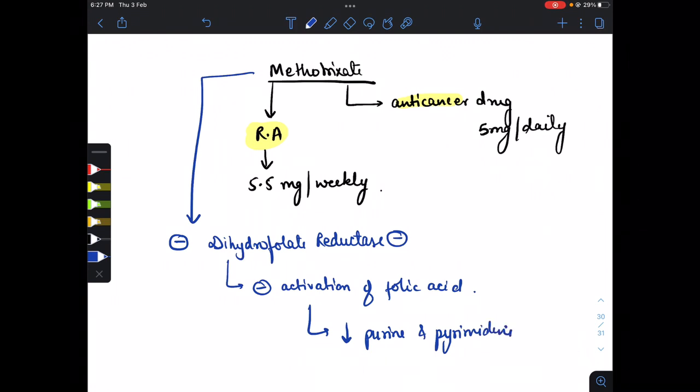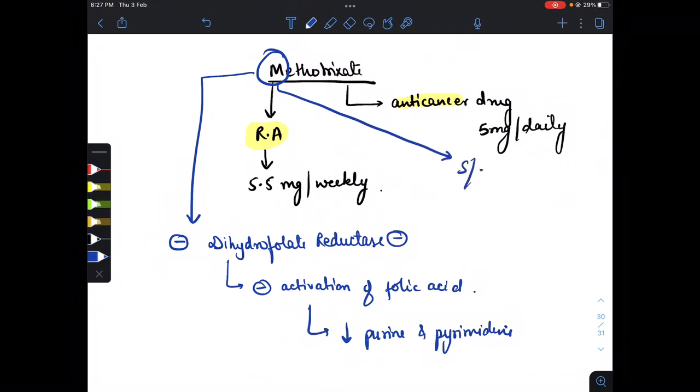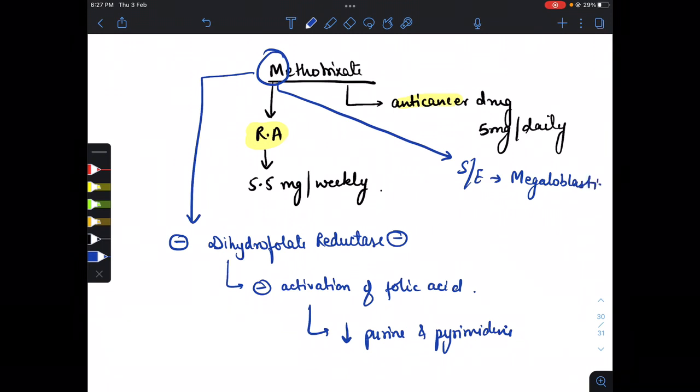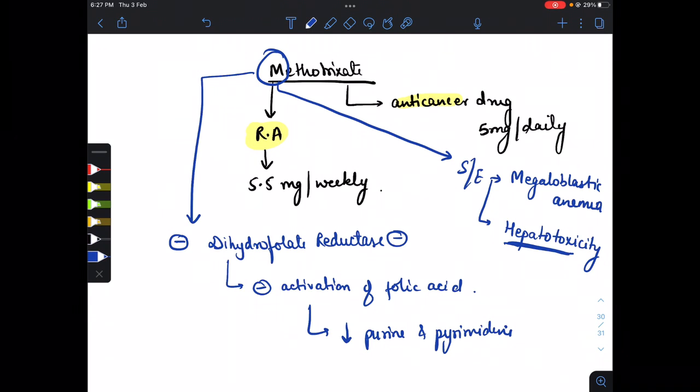Now, what were the side effects of methotrexate? For the side effects of methotrexate, M stands for megaloblastic anemia. It can lead to megaloblastic anemia. And the other one is that it causes liver toxicity, so it can lead to hepatotoxicity. That's why it is contraindicated in those patients who have a liver problem. So before giving methotrexate, we have to check the liver function test. After that only we can give methotrexate, because it can lead to hepatotoxicity.